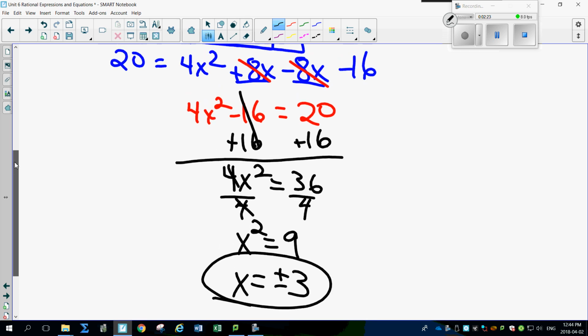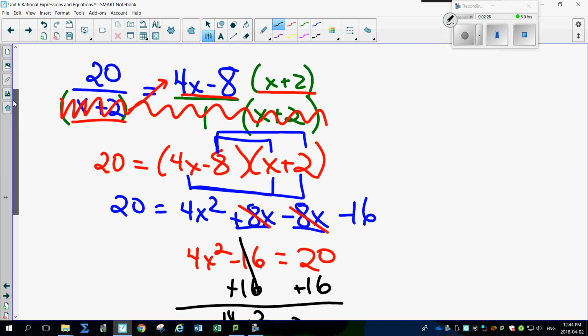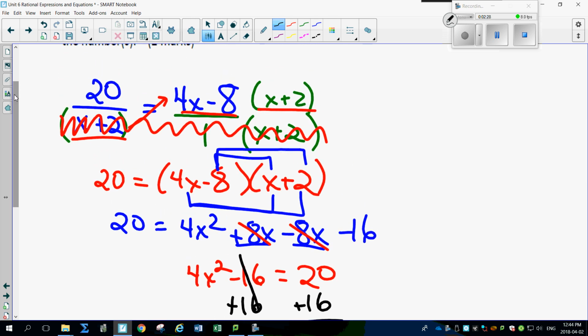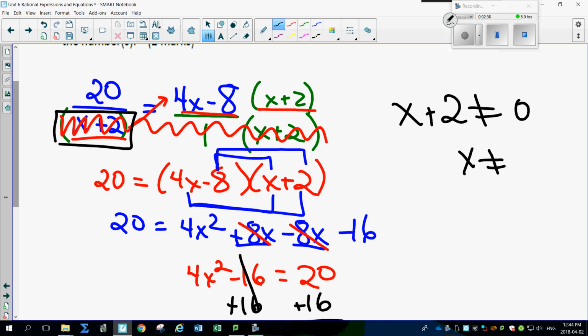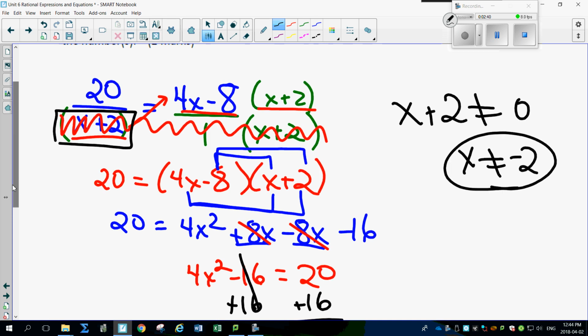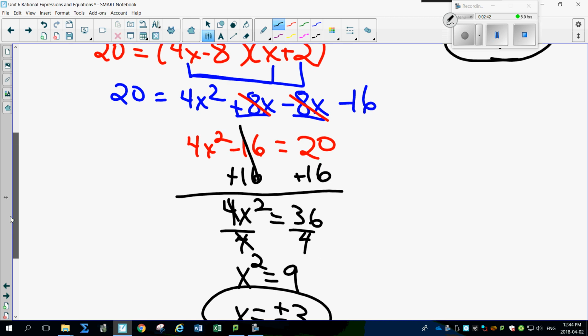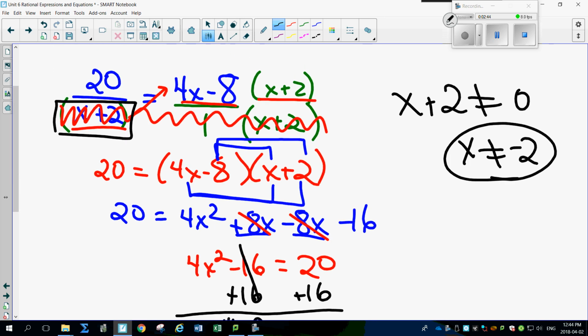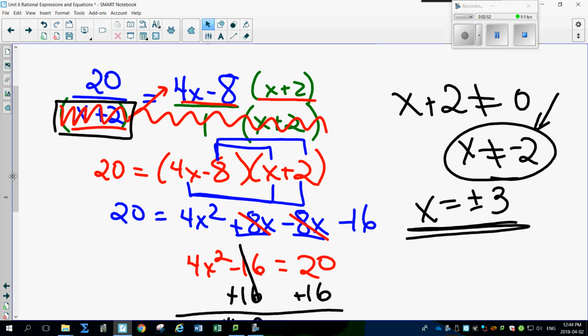Let's go back and check the non-permissible values to make sure that we didn't mess up on anything. So you had here an x plus 2. That's your denominator. So you know x plus 2 cannot equal 0, so x should not equal negative 2, and you're good. So look at your answers all the way down here again: x equals plus or minus 3. Both of them are permissible because none of them are that ugly thing, and that's your answer. And that's how it works.